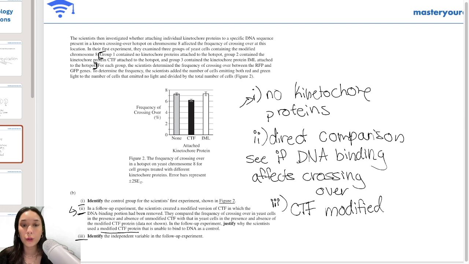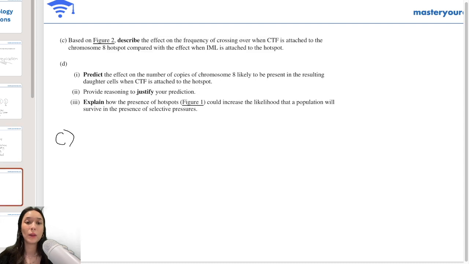So for this one, you can see that CTF is decreasing because this is with no protein. And then when you attach CTF, there's a decrease in the frequency of crossing over. You can also mention that it's significant because if you look at the standard error bars, there's no overlapping. And for IML, there is no change. So they're pretty much even when you look at the levels of crossing over for no protein and IML. So there was no effect. I don't know if this would be 1 mark or 2 marks if you needed to say both of them separately. So for CTF, it would have decreased crossing over.